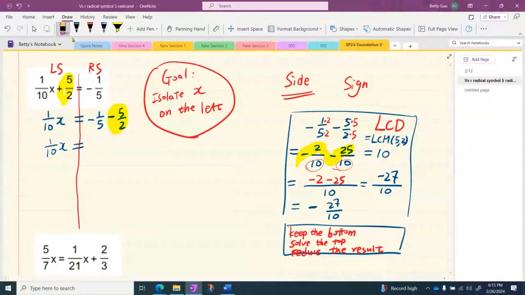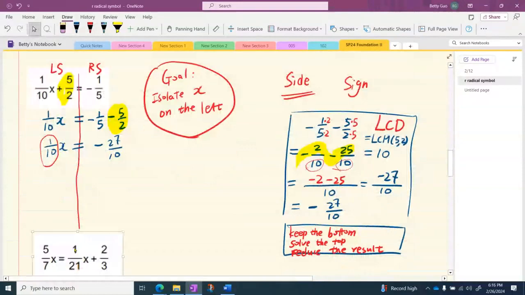On the right side, let's put it back. We have negative 27 over 10. All right, last step before we reach our goal. Our goal is to isolate x on the left side, is to get rid of this 1 over 10, the coefficient. Question, what's your thought? How do we remove the 1 over 10, get rid of the 1 over 10?